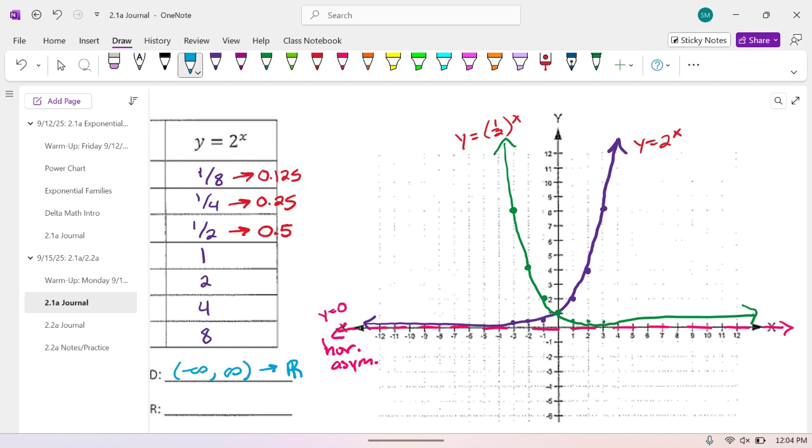Now, range. We're talking Y values now. Now, think about this carefully. What do you think your lowest Y value would be?